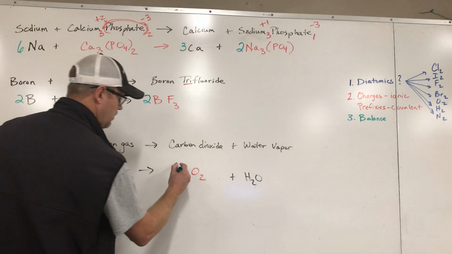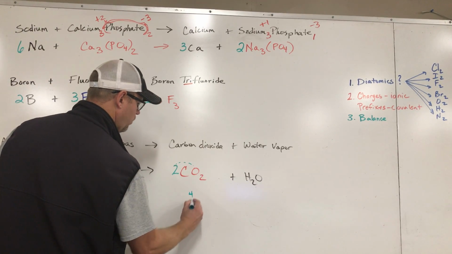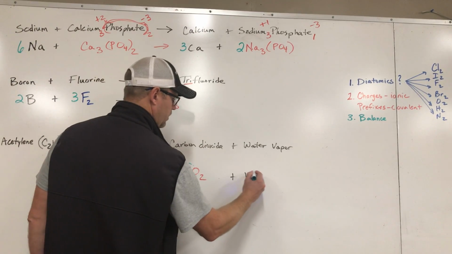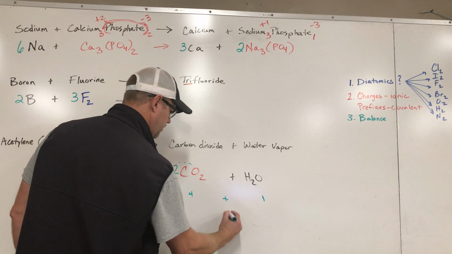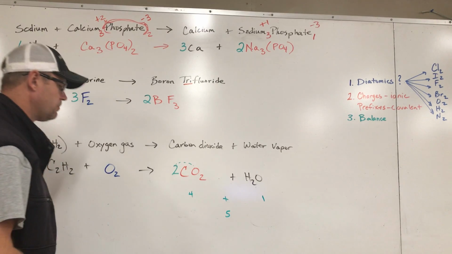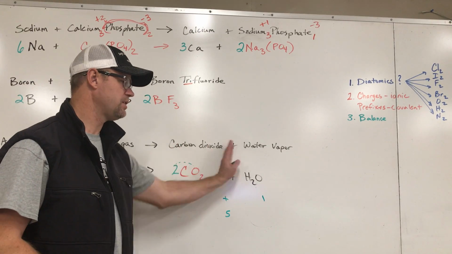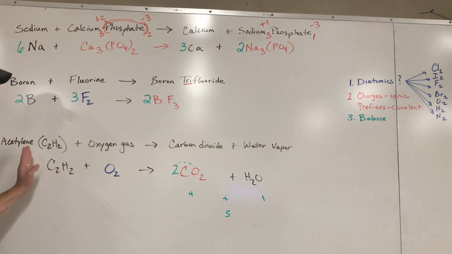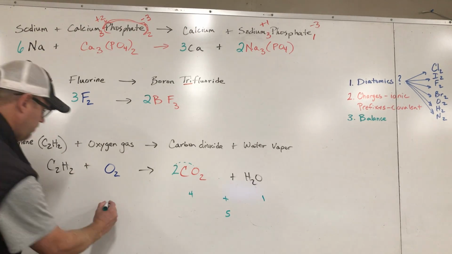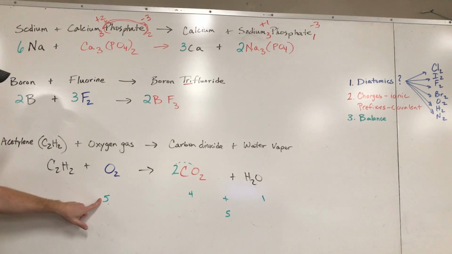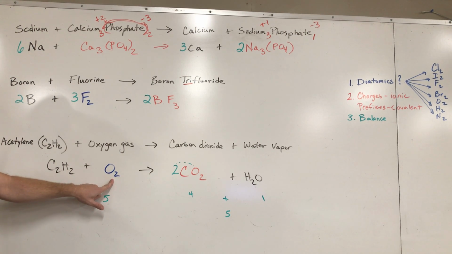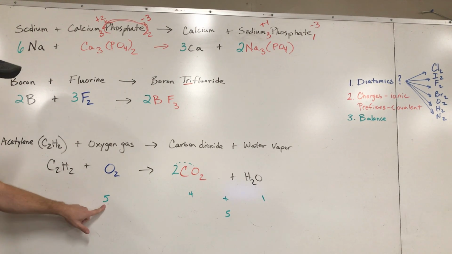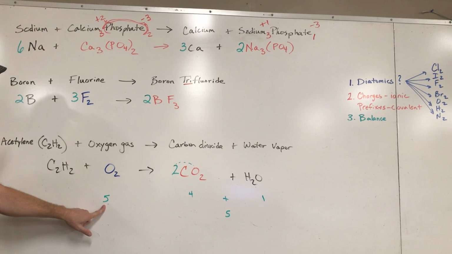But now I gotta count up oxygens. Okay. 2 times 2 gives me 4 oxygens. And then I've got 1 oxygen over here. When I add those together, I get 5. And this is a problem, because I have 5 total oxygens on this side of the arrow. I need 5 total on this side of the arrow. How am I gonna get 5 when I have to multiply something here by 2? There isn't a number that exists. So our trick to this was, when you get an odd number that doesn't work out, we double everything.